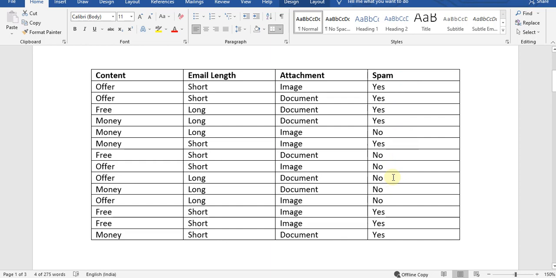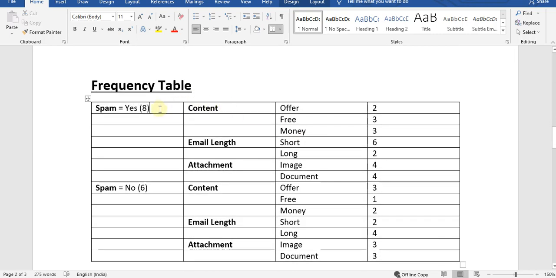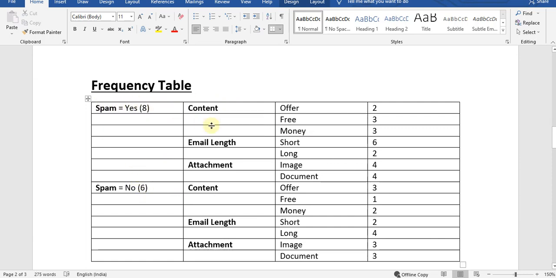So actually there are a total of 14 records in this data set. Among the 14, these 8 records are yes and 6 records are no. So I have mentioned this spam equal to yes in brackets. I have written 8.